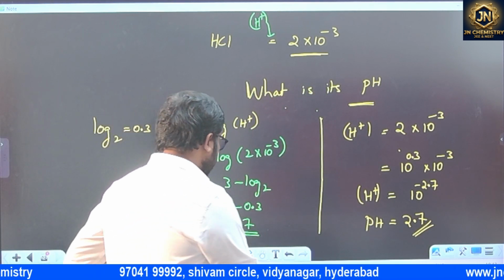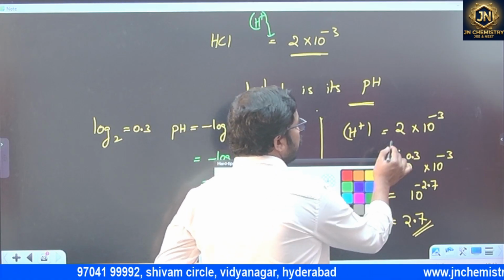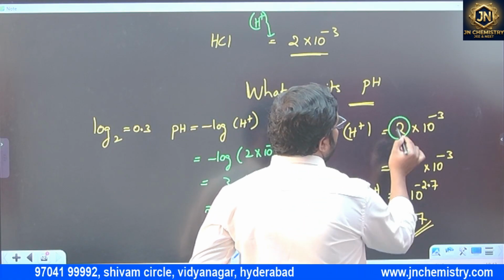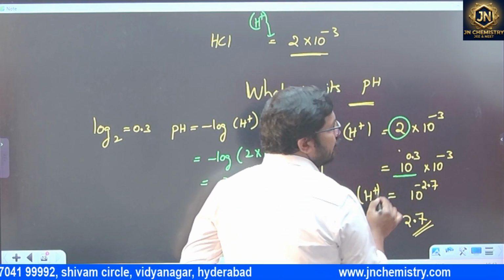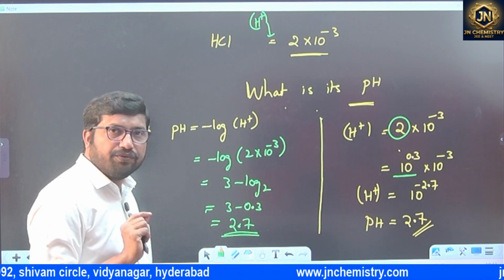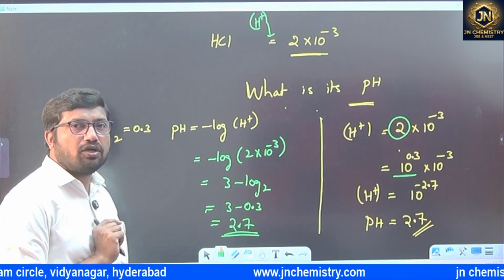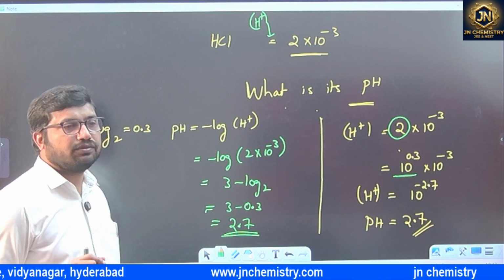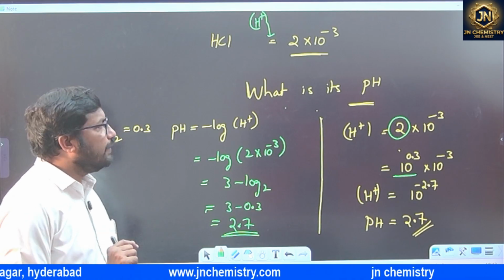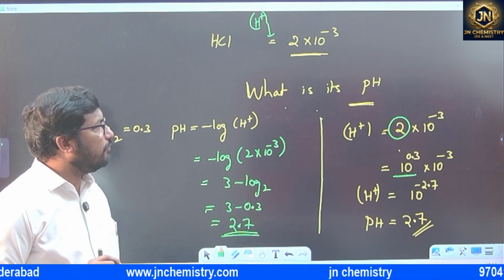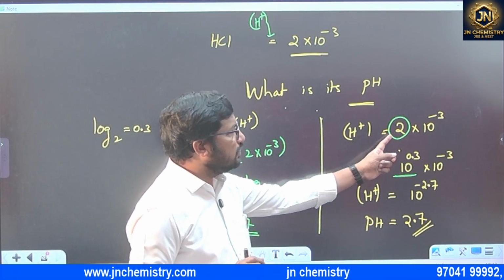So this point is important. We need to understand this. How I write the 2 is nothing but 10 to the power of minus 3. If we know this logic, we can solve any type of question in an easy mode. But a lot of people miss this particular point.